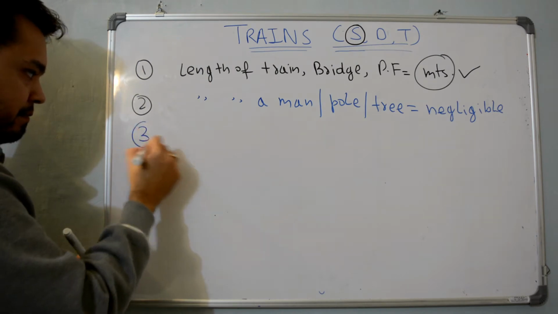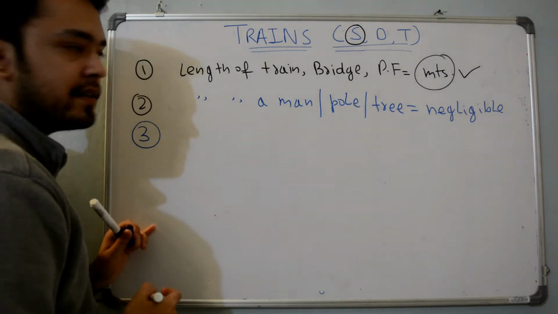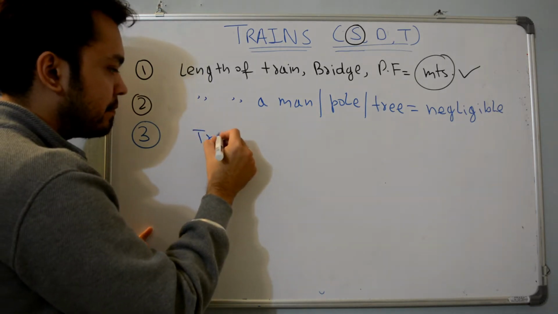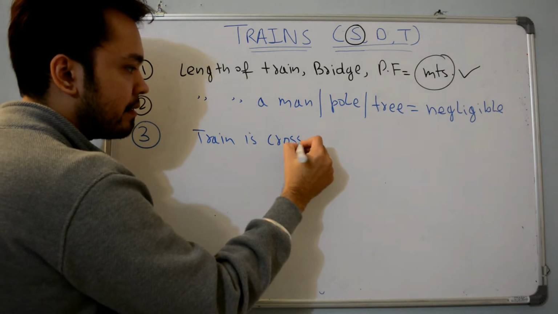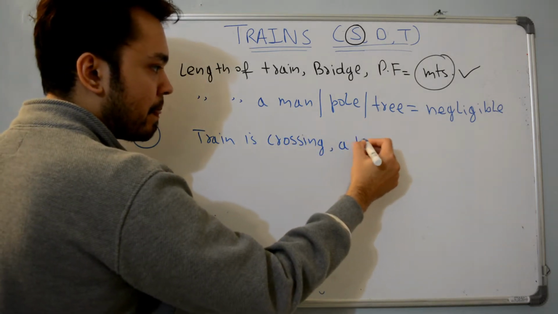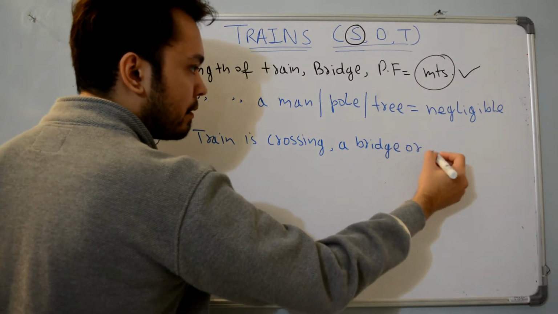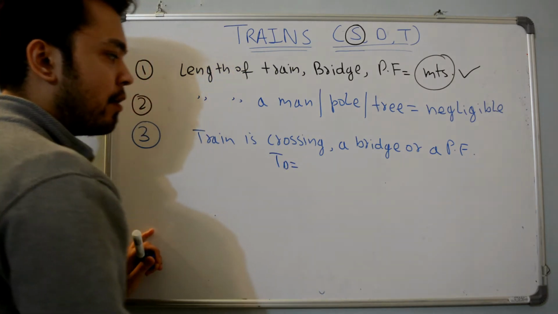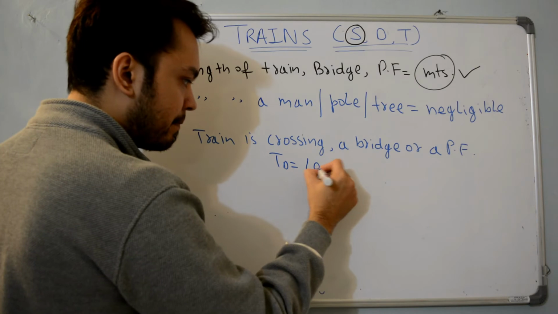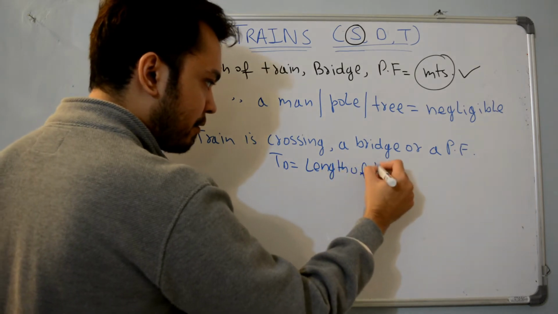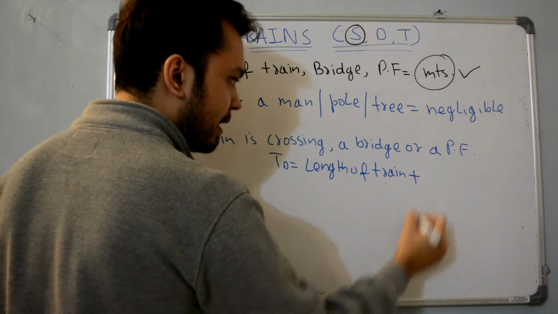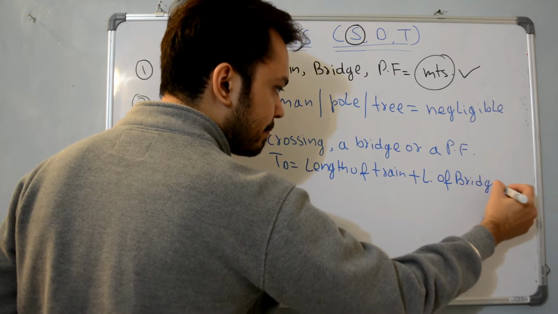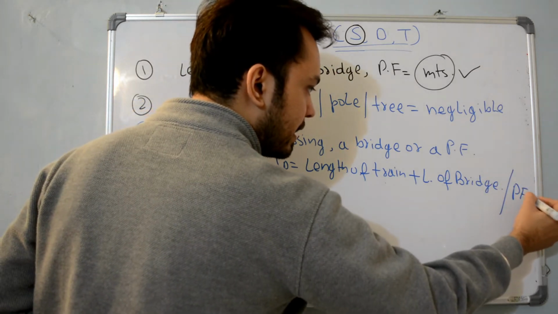Our third point. The third point is that whenever a train, right, is crossing a bridge or a platform, the total distance will be always the sum of the length of train plus the length of the bridge or length of the platform.